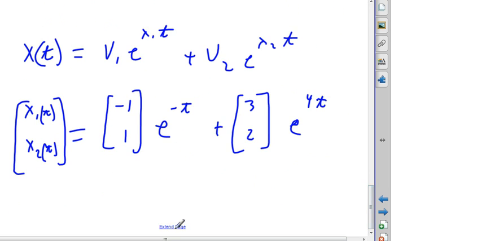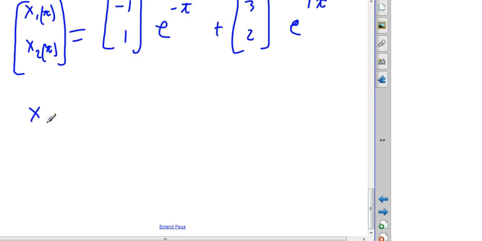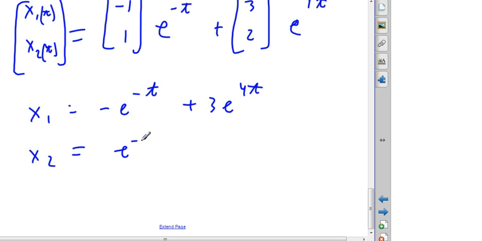Okay, so now I know that x1 is going to be minus e to the minus t plus 3 e to the 4t, and that my x2 is going to be e to the minus t plus 2 e to the 4t. And now I want to check my work.